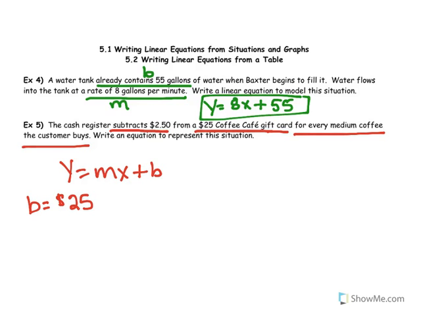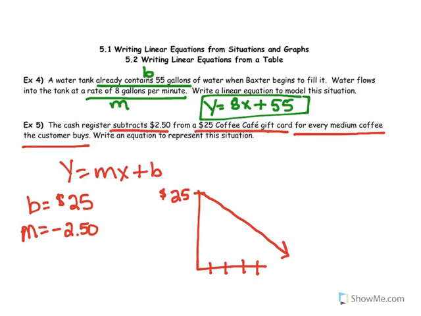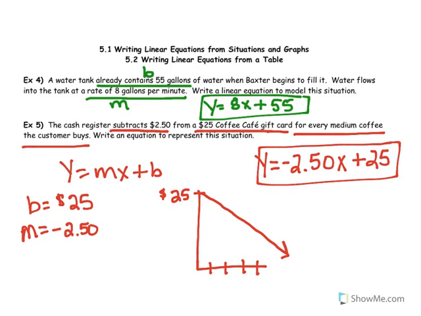Now, my rate is going to be my M, and I'm thinking about what's changing. What was changing is it's going to subtract $2.50 for every cup of coffee that is bought. If I were to graph this just to organize my information, I know that I begin with $25. And for every cup of coffee bought, the amount of money on my card is going to decrease. It's going to go down. So now when I'm writing my equation, I know y equals negative $2.50 times x plus 25 is my equation.